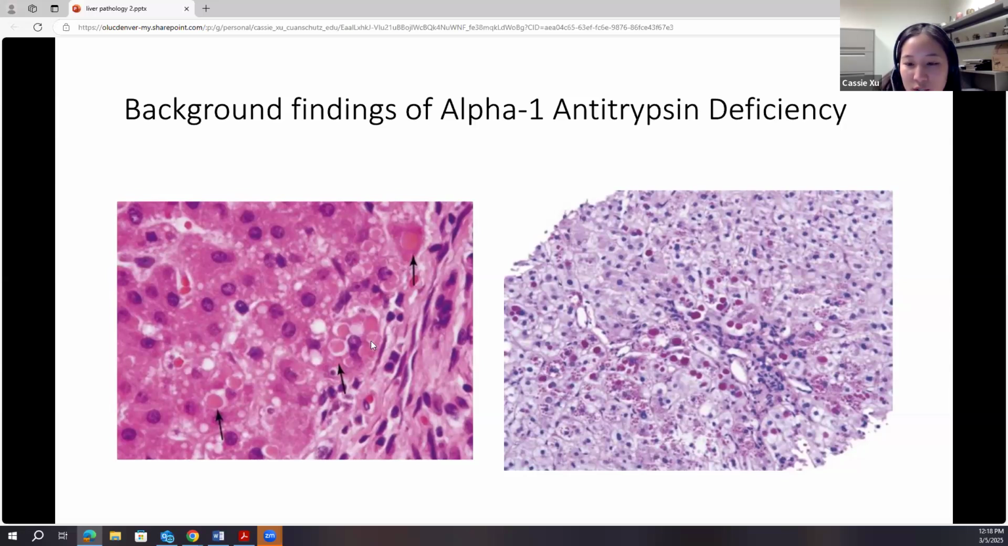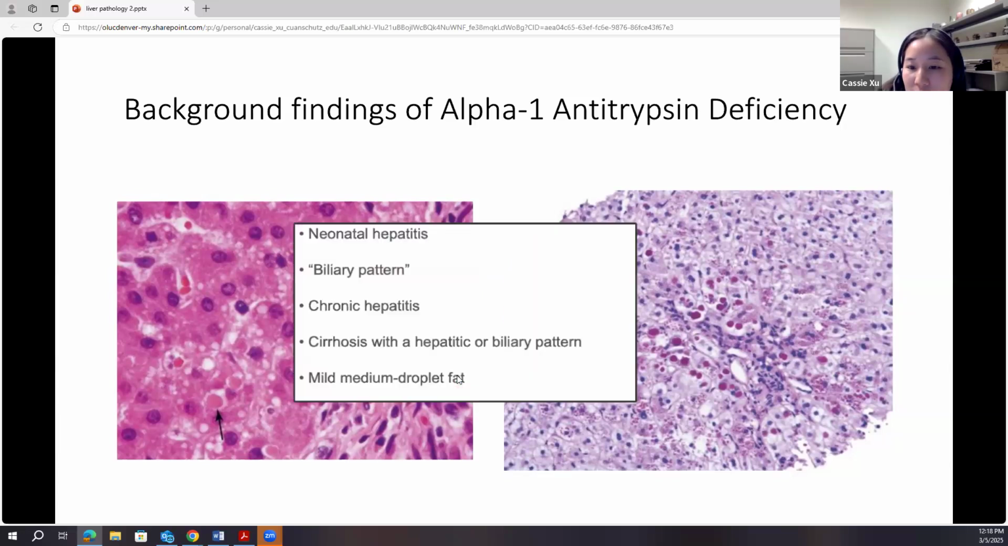So here, this is a routine H&E stain. This is a portal tract, at the edge of a portal tract. You can see these periportal hepatocytes with these pink cytoplasmic inclusions. This is a PASD stain that highlights these globular inclusions more readily around these portal tracts.